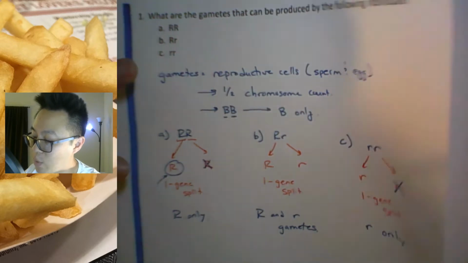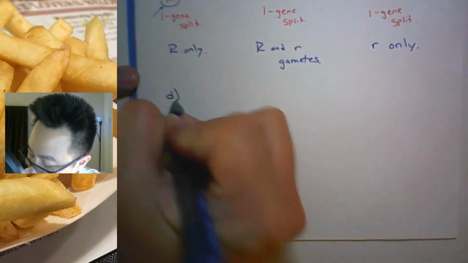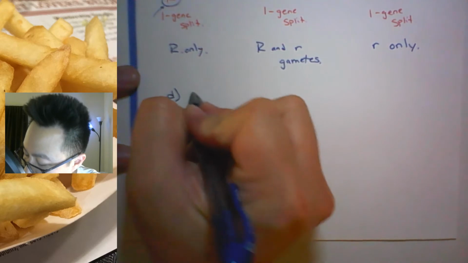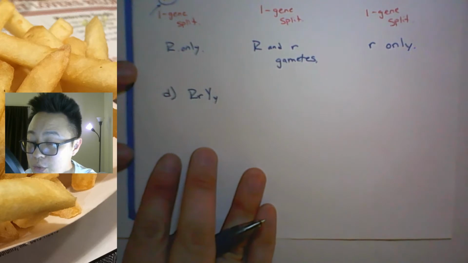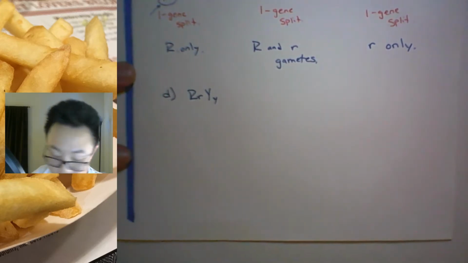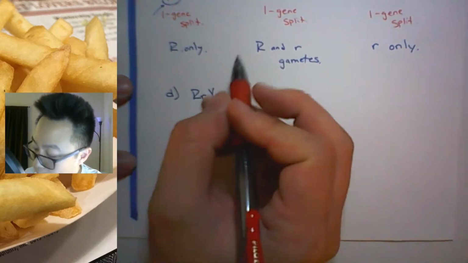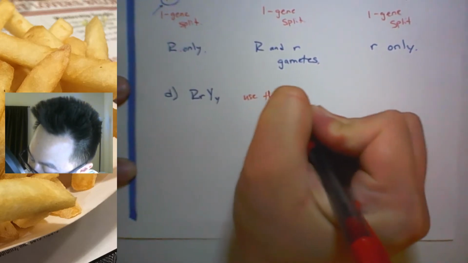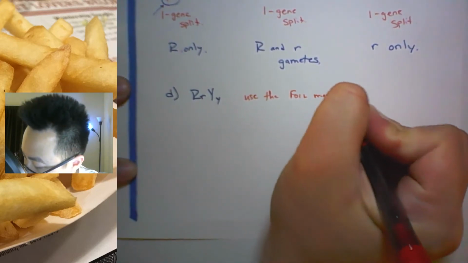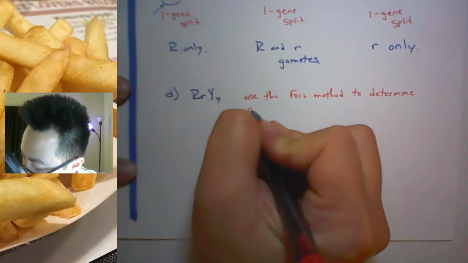For those of you who are wondering what if you have 2 genes in here, I'm just going to do a sub problem just to demonstrate this. Just a little letter D here. If I were to have big R, big R, big Y, little y, how in the heck would you determine the gametes of this? I like to use a strategy called FOIL. So you use the FOIL method to determine gametes.